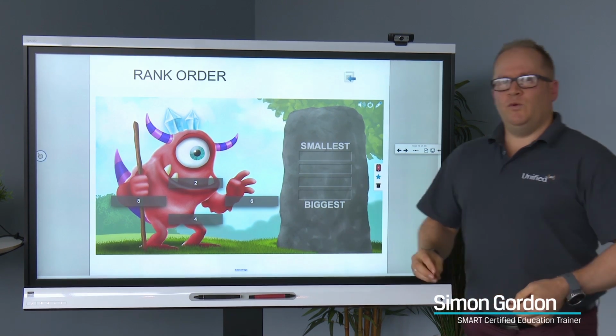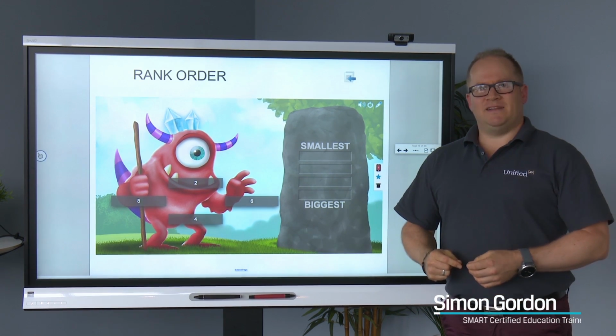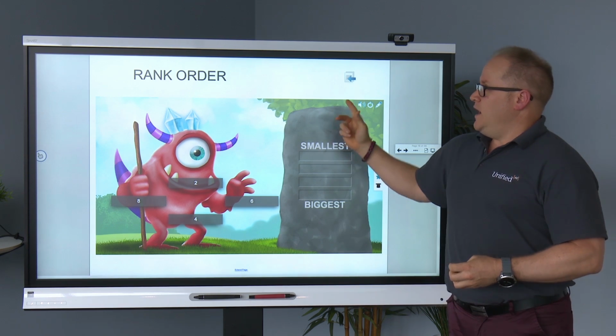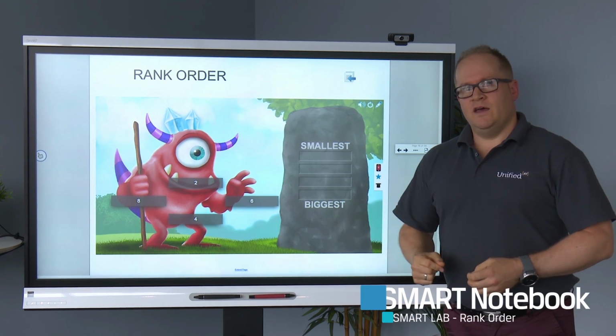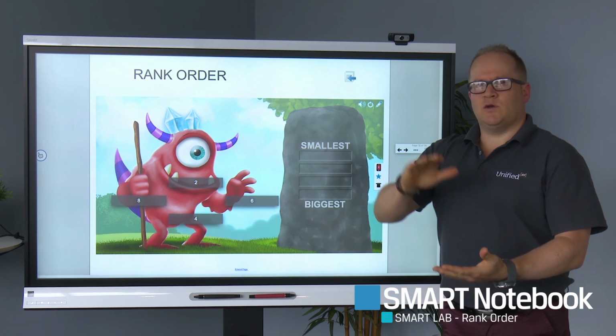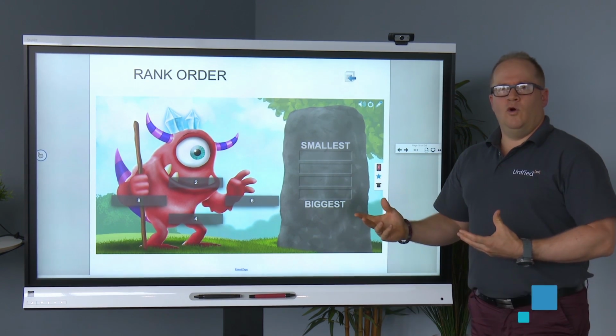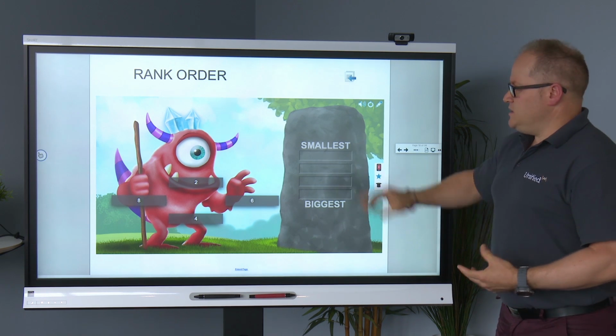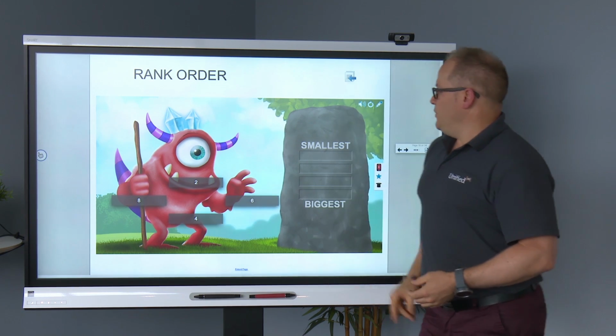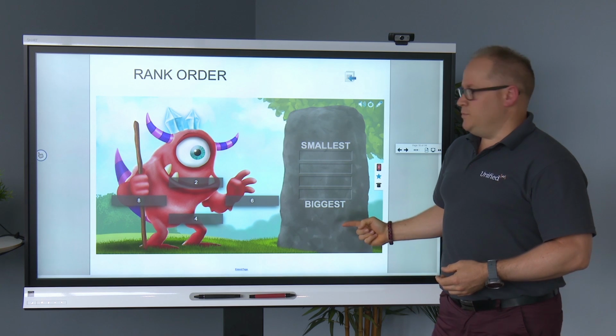In this next video we're going to look at the Smart Lesson Activity Builder Activity Rank Order. So in this it's anything that can be sequential. For this example we've got a foundation or an early learning type activity set up where it's just counting by twos from the smallest to the biggest.